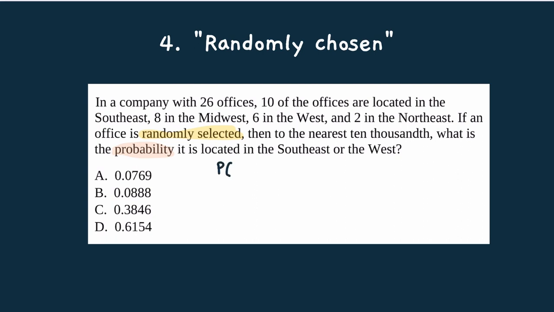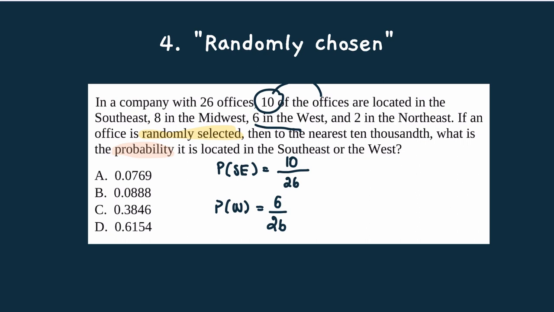Okay, probability of the Southeast. All of them has 26 of it, right? So 26 in total, and the Southeast is 10, right? 10 of it. So the probability of the West is 6, right? 6 over 26. So this is our event, right?